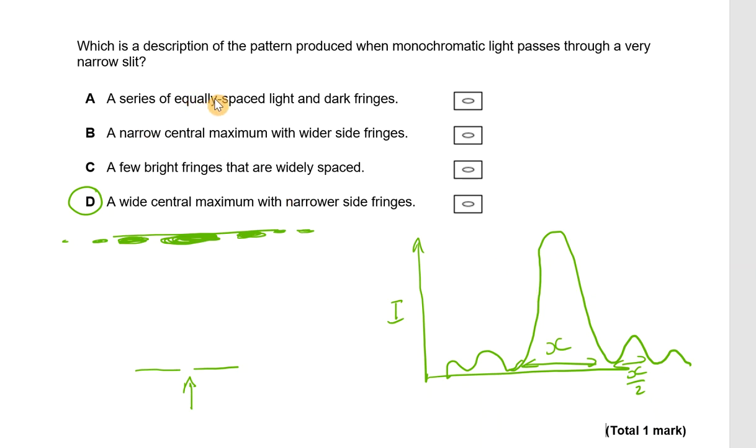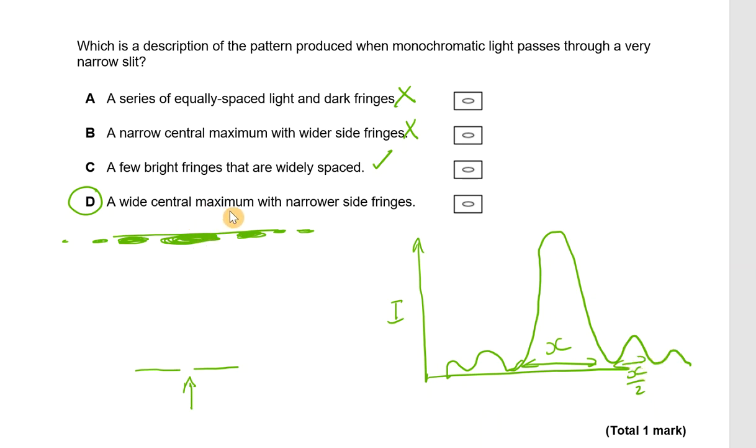Okay, so a series of equally spaced light and dark fringes. Note they're not equally spaced. As I said, the central one is double the width of the other fringes. A narrow central maximum. No, it's a wide central maximum. A few bright fringes that are widely spaced. No, there's only really one bright fringe. These other fringes are not bright at all.